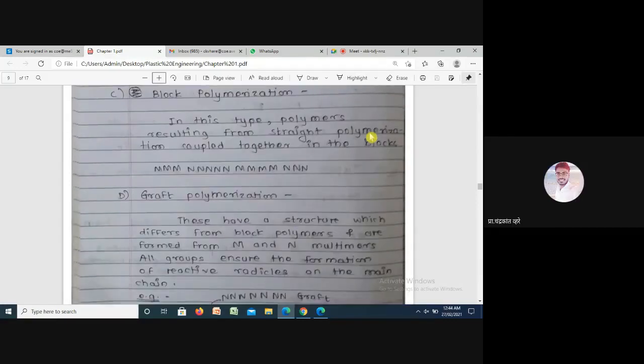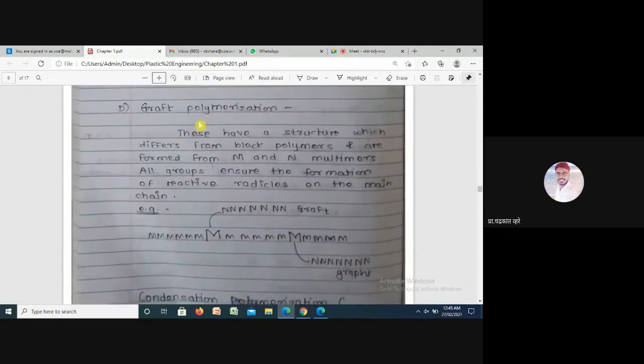So go for type D, graft polymerization. This is also very simple. These have a structure which differs from block polymerization, and are formed from M and N multimers. Just remember this word, multimer. All groups ensure the formation of reactive radicals on the main chain. Suppose if you are observing here, there is M type of monomers connected here.